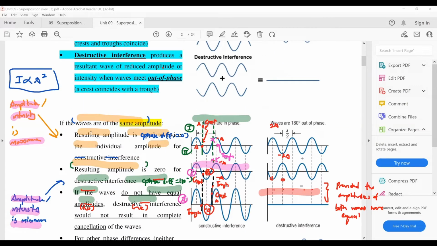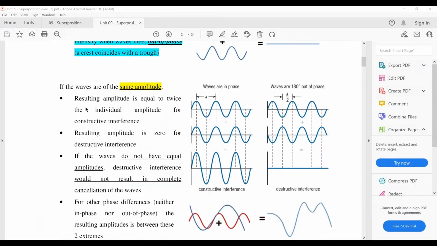If the waves are of the same amplitude, the resulting amplitude will be twice the individual amplitude for constructive interference. I actually just put the values there already for you. So A gives you 2A. This is for constructive interference. If you are talking about destructive interference, you have A and then negative A, and you're going to get 0.